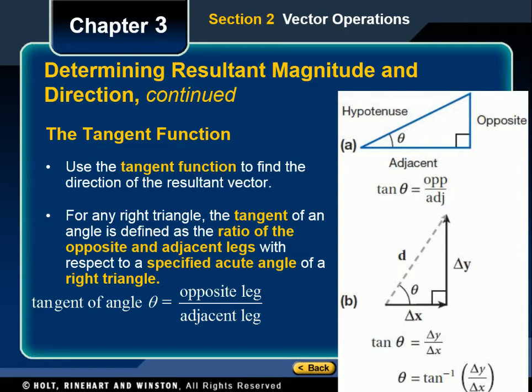As is also shown on the screen now, the magnitude of the opposite leg divided by the magnitude of the adjacent leg equals the tangent of the angle. Therefore, the inverse of the tangent function, which is shown on the screen, gives the angle. Theta is equal to the inverse tangent of opposite divided by adjacent.